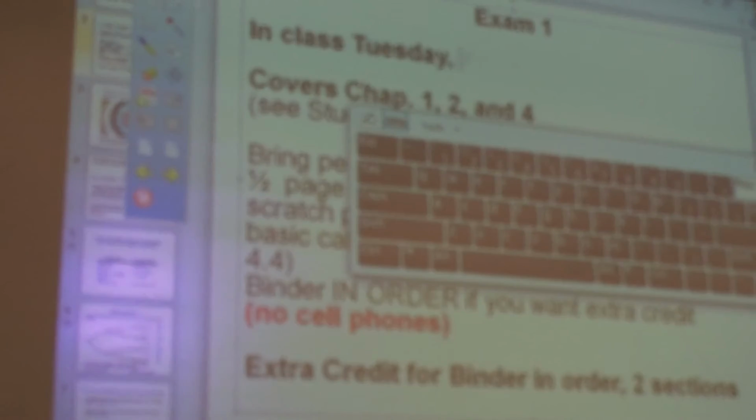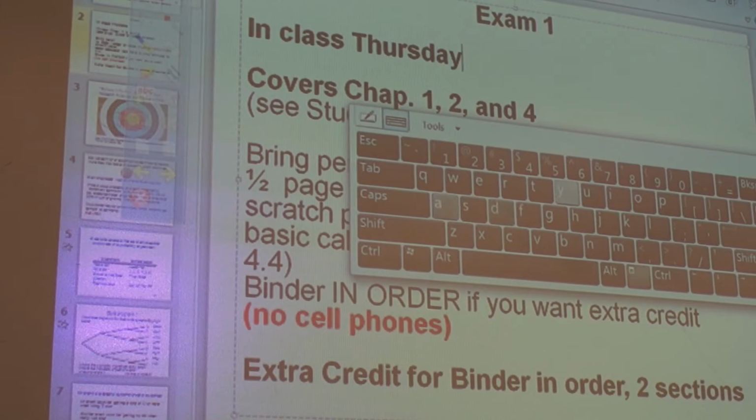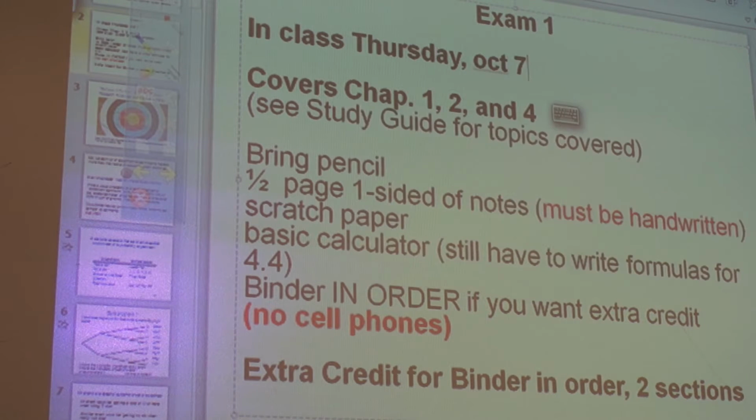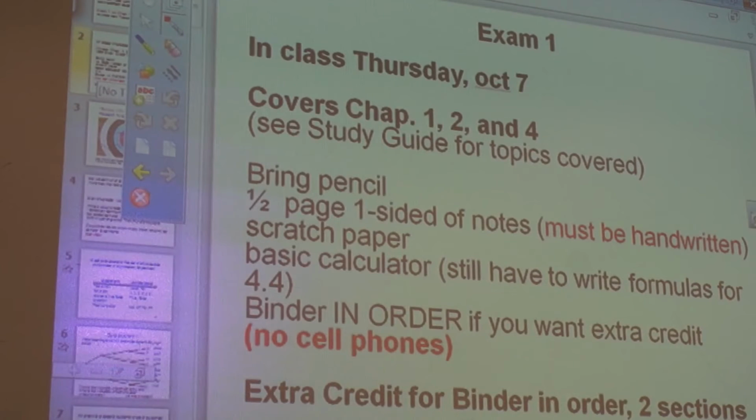So this is going to be on Thursday, October 7th. It's going to cover chapters, again, like I said, chapters 1, 2, and 4. The study guide is over there. The study guide is the very best way to prepare for this exam. It has questions similar to the questions you're going to get asked on the exam.